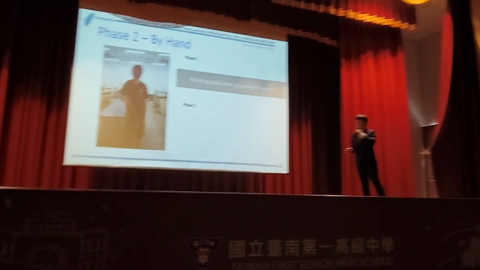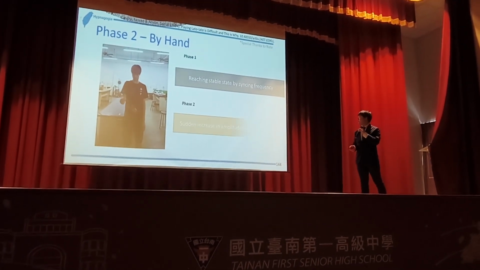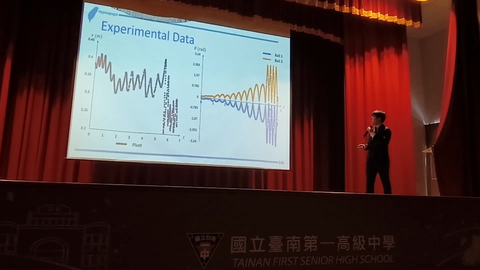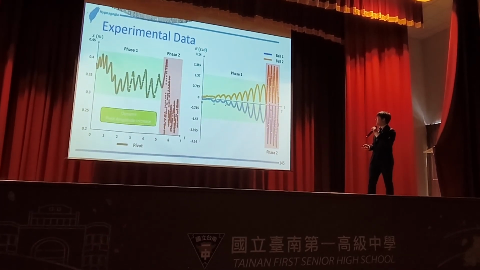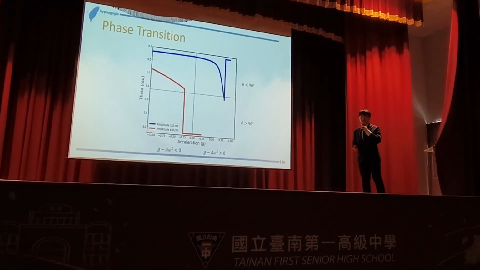When we normally play the lato-lato, we slowly reach a stable state by tuning the frequency. Then, we suddenly increase the amplitude for double collision, as we can see in the experimental data. We can explain this using phase transitions.